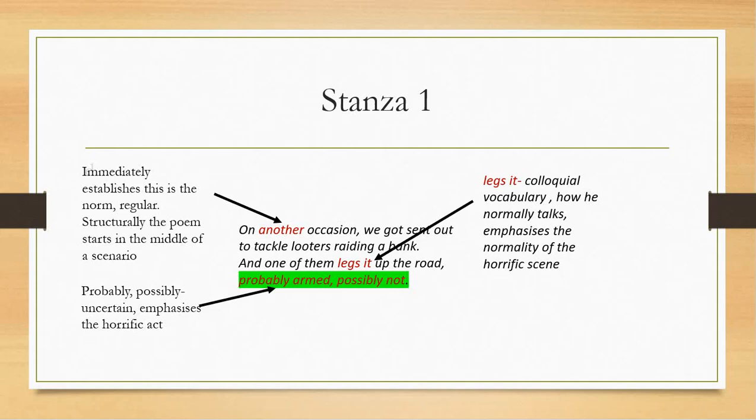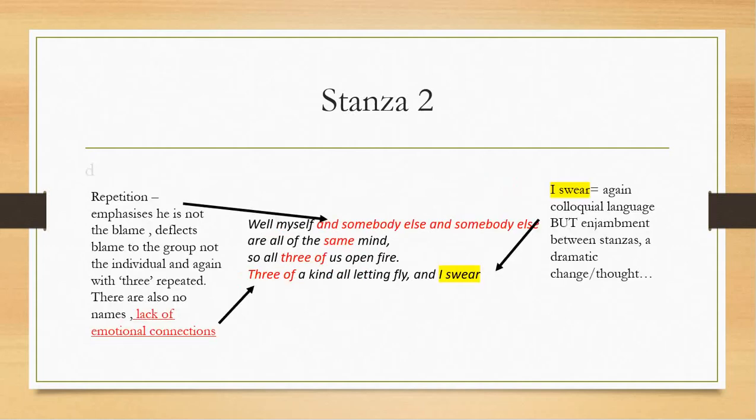And more so that they don't know if he's armed. He's probably armed, he's possibly not. Maybe you could argue they're taking no risks. It's in such a dangerous place they don't have time for risk. But it does emphasise the point that this could have just been somebody robbing a shop and lost their life for that crime. So we have "another," we have "legs it," and then we have that "probably armed, possibly not," and that's repeated again at the end.